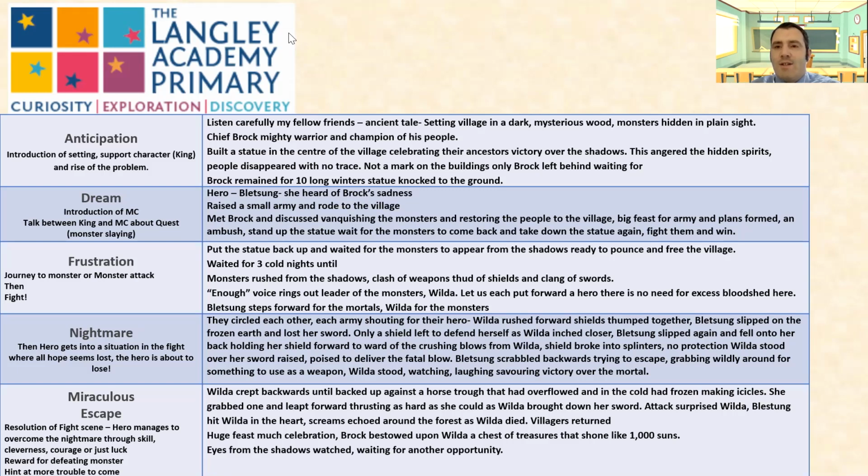So my ideas are all in here. If you want to borrow them, magpie from them, to change them around a little bit, it's here for you to use. And then I've got my miraculous escape. So Wilder creeping backwards, trying to escape, and gets stuck against a horse trough that's overflowed. And in the cold, the water's frozen to make icicles. She's grabbed one, she's used it as a weapon. And yeah, this is your miraculous escape. So there's a bit of skill, there's a bit of courage, and there's a bit of luck involved in our miraculous escape for this one.